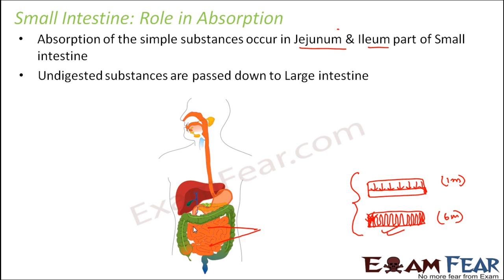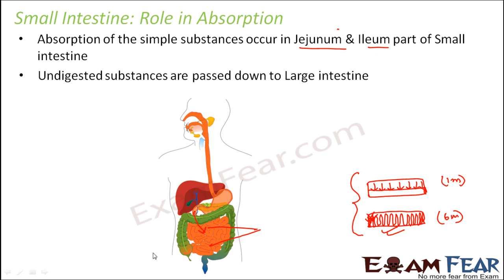So now, what we mean to say is that complete digestion happens in the duodenum, and then the digested food, in its simplest form, reaches the jejunum and ileum. There all absorption takes place, a complete absorption, and then the undigested substances, those which could not be digested by the small intestine, are all passed into the large intestine. So that is what happens in the small intestine as far as absorption is concerned.